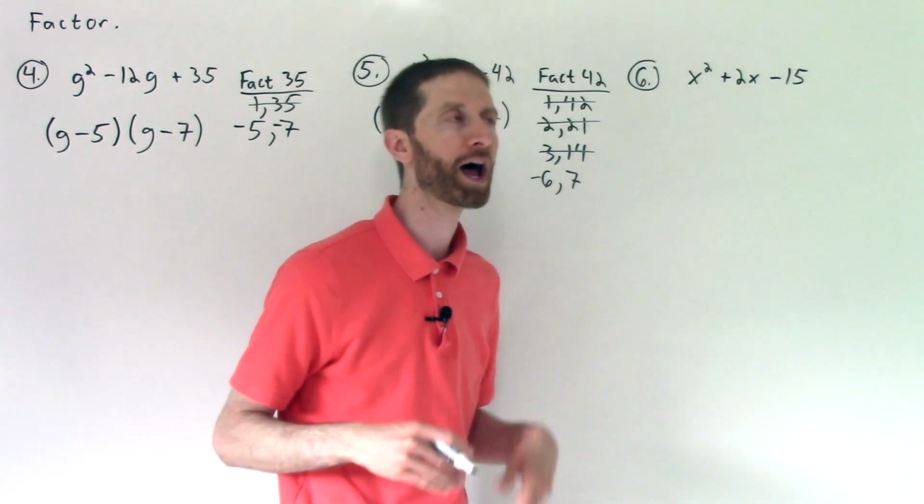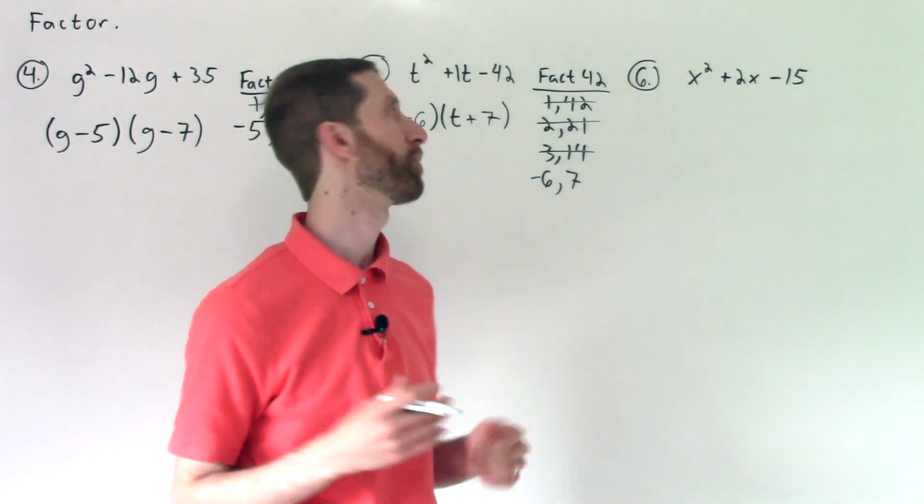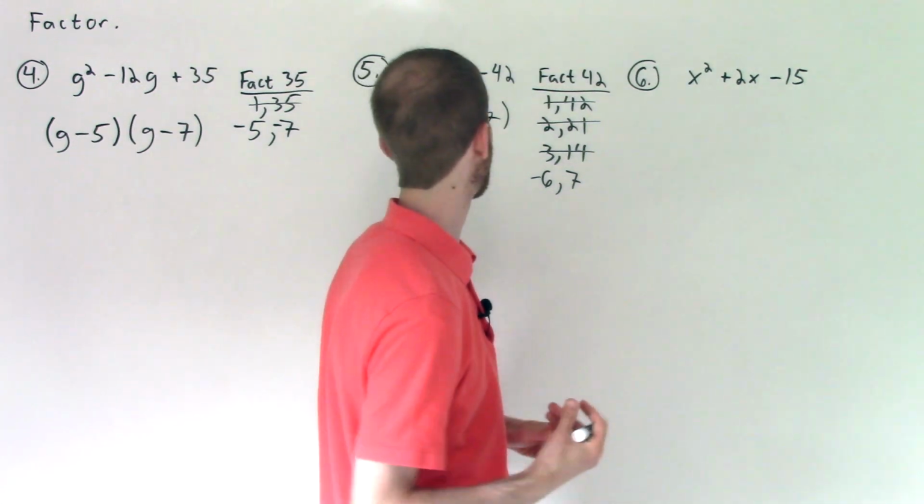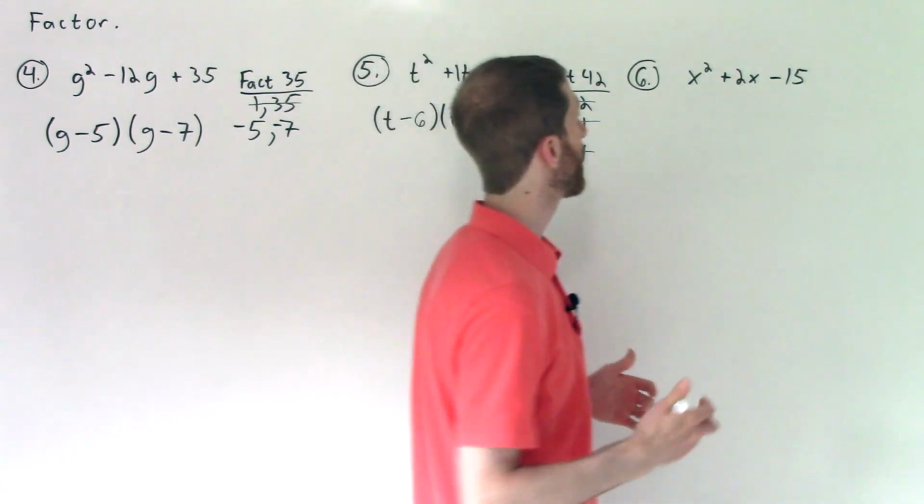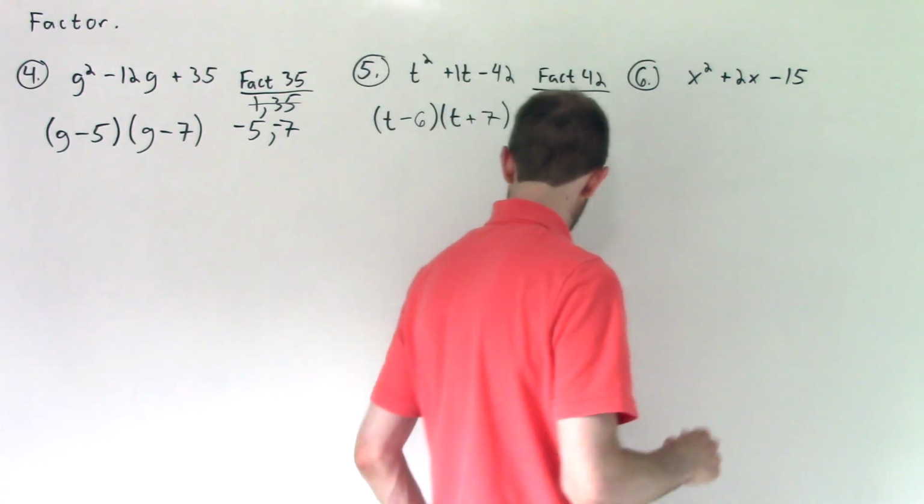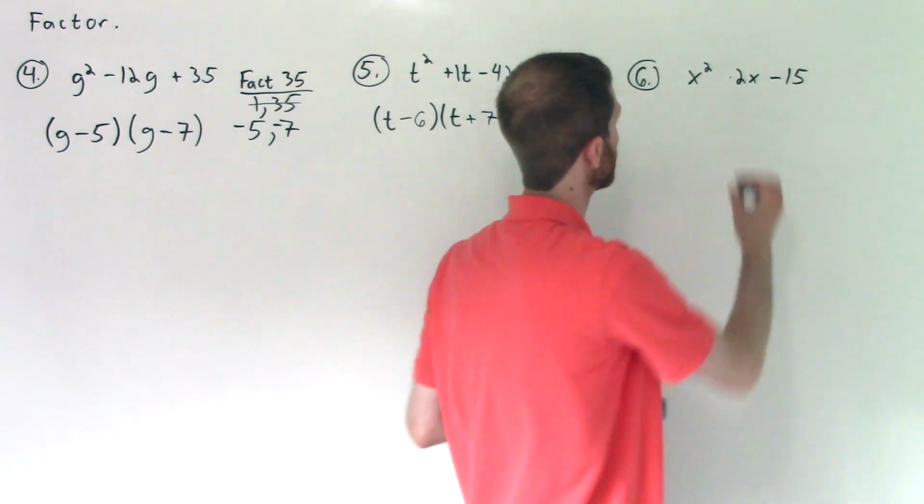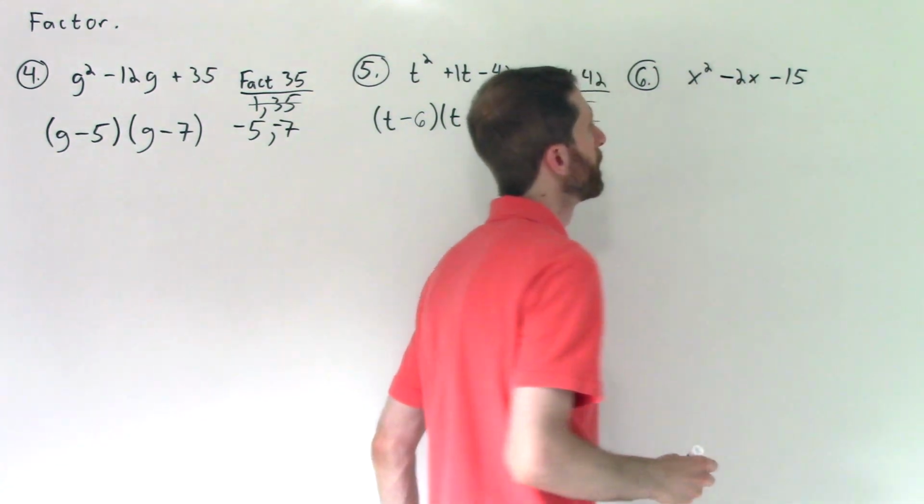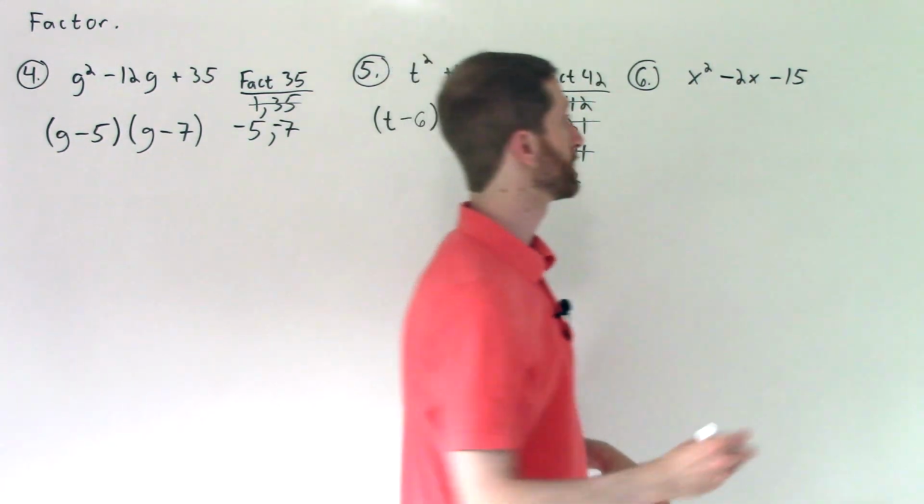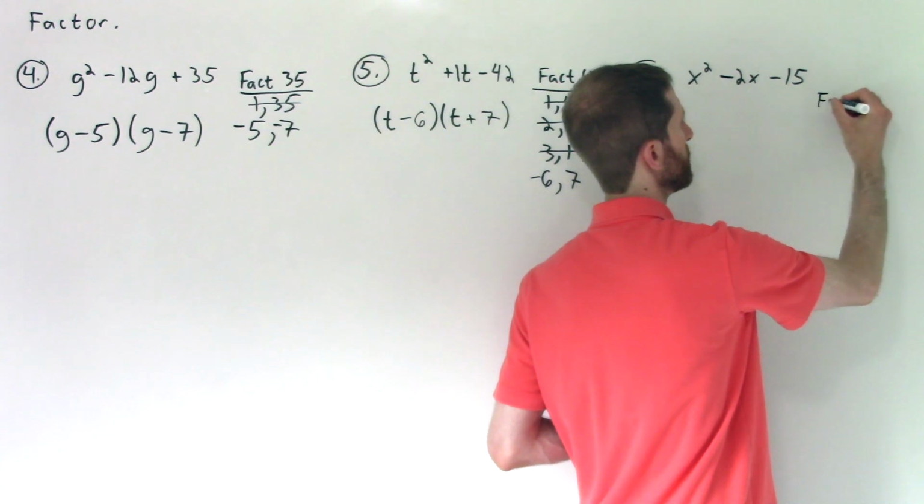It's been a long video, but I hope worthwhile for you because these are such important problems, and I've given you many different types to chew on. So now we've got x squared, and you know what? I'm going to change up this problem just a little bit. I'm going to make it minus 2, just for giggles. It'll still work. So x squared minus 2x minus 15, and we'll do factors of 15.